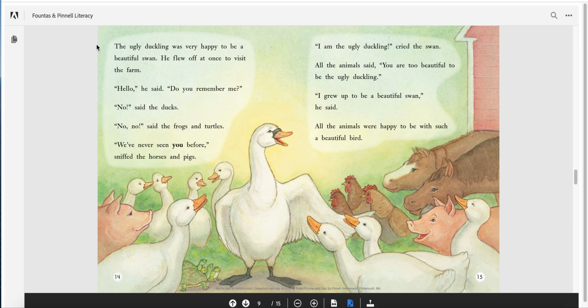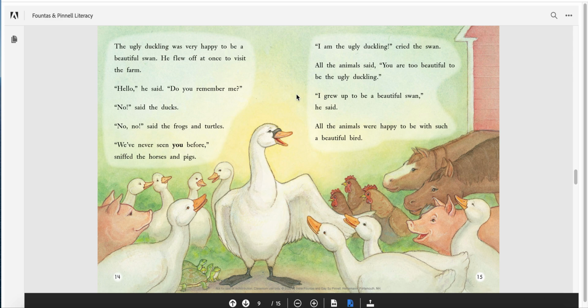The ugly duckling was very happy to be a beautiful swan. He flew off at once to visit the farm. "Hello," he said. "Do you remember me?" "No," said the ducks. "No, no," said the frogs and turtles. "We've never seen you before," sniffed the horses and pigs. "I am the ugly duckling," cried the swan. Notice they changed his name. Be careful with that. All the animals said, "You are too beautiful to be the ugly duckling."